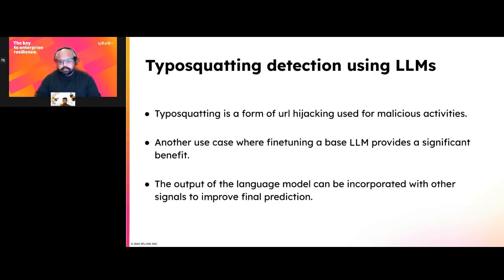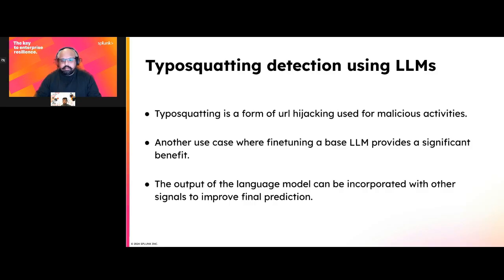Another use case is detecting typo squatting using LLMs. Typo squatting is a form of URL hijacking, where you type a URL and you're led to a website which you did not intend to visit. For instance, for Splunk.com, if you reorder the characters by mistake or there's a typo, then adversaries may have hijacked that particular typo, and then you are led to a different domain. You could also be asked to provide credentials or credit card information, perhaps not in the case of Splunk, but imagine a bank website or things like that.